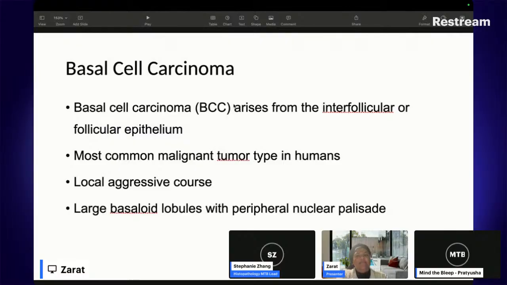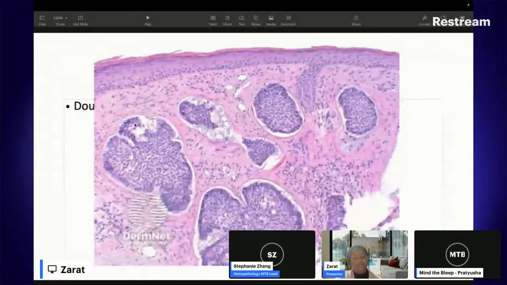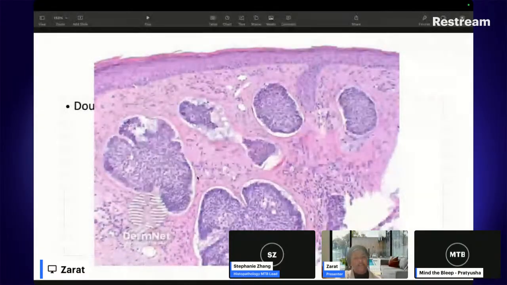So again, very common carcinoma. Wherever you are, whatever specialty you're doing, you'll end up seeing these. So, another picture of basal cell carcinoma. You get these nice lobules, very blue looking.